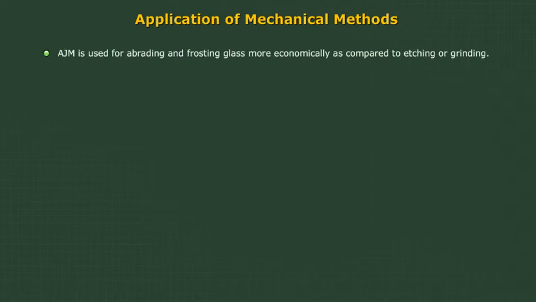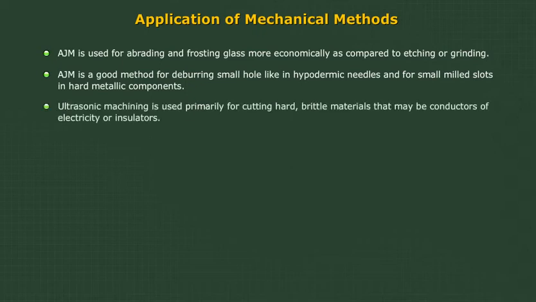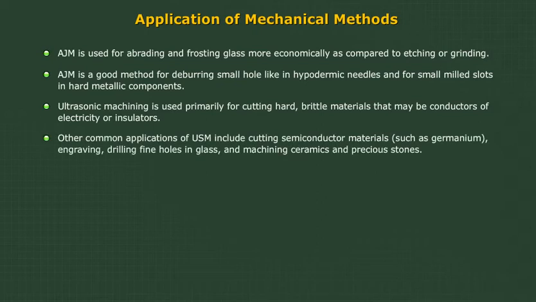Application of mechanical methods. AJM is used for abrading and frosting glass more economically as compared to etching or grinding. It is a good method for deburring small holes, like in hypodermic needles, and for small mill slots in hard metallic components. Ultrasonic machining is used primarily for cutting hard, brittle materials that may be conductors of electricity or insulators. Other common applications of USM include cutting semiconductor materials, such as germanium, engraving, drilling fine holes in glass, and machining ceramics and precious stones. AJM can be used for drilling, cutting, deburring, cleaning, and etching.